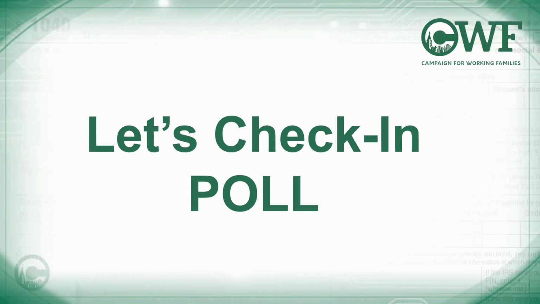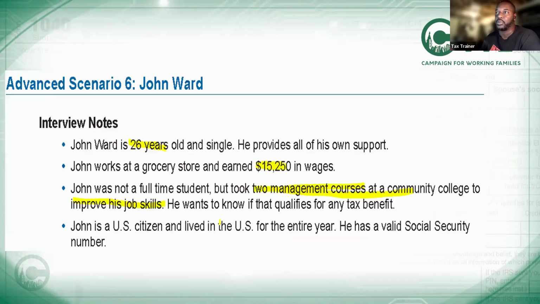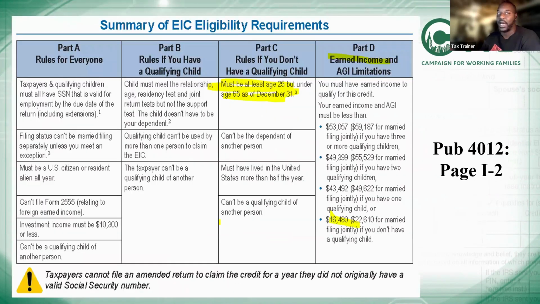Yeah, don't say it out loud. Which one is not a requirement? And if you want to, look at your 4012 and go to my little trusty page, I2. Which one of them is not even on there? Claiming or someone else to be claiming. And he does not have a qualifying child. You can look at my screen if you want. Which one of these rules doesn't even come into play?